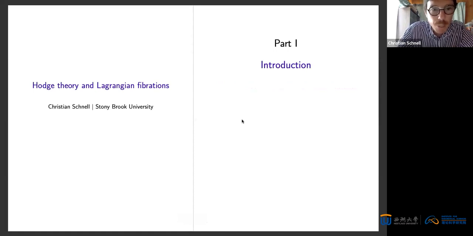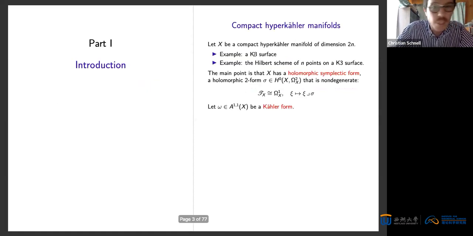So in this introductory part, there will be no Lagrangian fibrations, but I will just talk about the example of compact hyperkähler manifolds. This is not because the rest of the talk is about compact hyperkähler manifolds, because it isn't, but just because you see one or two of the phenomena that will show up later, but in an easier setting. Okay. So in this short part, X will be a compact hyperkähler manifold.